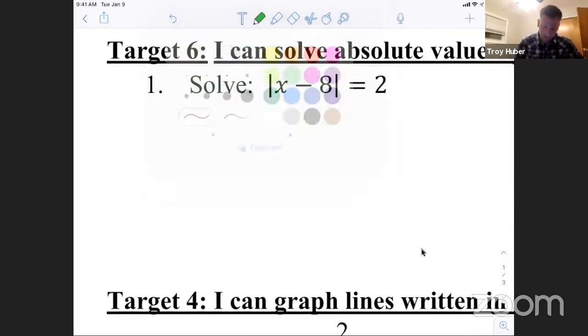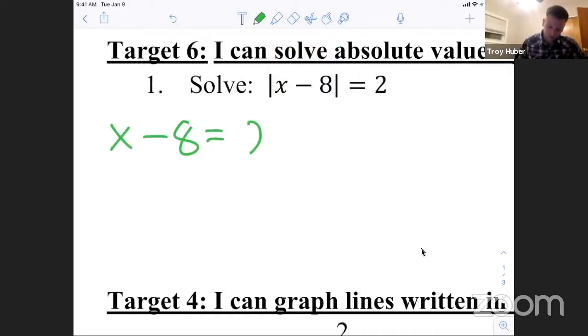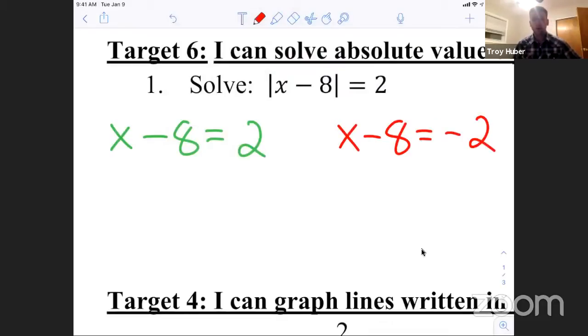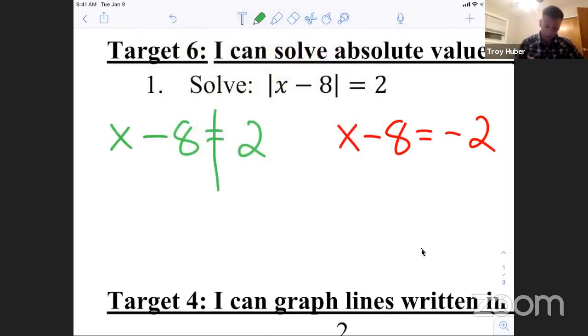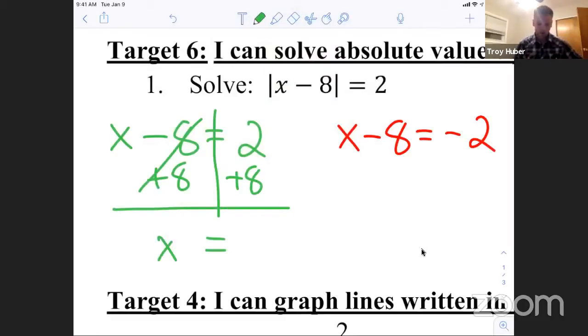First let's look at the positive solution. That would be x minus 8 is equal to positive 2. But then we also have the negative solution where x minus 8 is equal to -2. Now, all we would have to do is solve these two equations to give us our two x values. I'll start with my green one, my positive one. I'm going to do the opposite operation of subtraction. I'm going to add a positive 8 to both sides so that these cancel and I get x by itself, which would be x equal to 8 plus 2, which is 10.